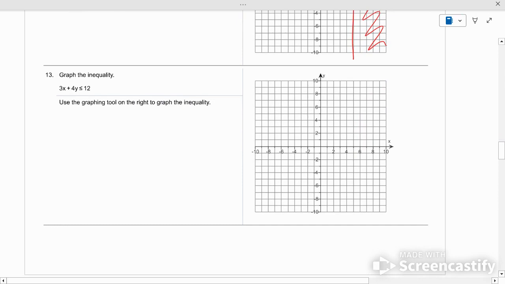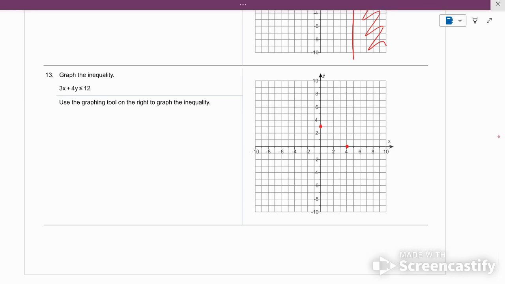3x plus 4y equals 12. If x is 0, y would be 3. If y is 0, x would be 4. Solid or dashed? Solid. So it should come down kind of like this. And you check 0, 0. Is 0 plus 0 less than or equal to 12? Yeah, so it's shaded on the side of 0, 0. It's shaded right here.